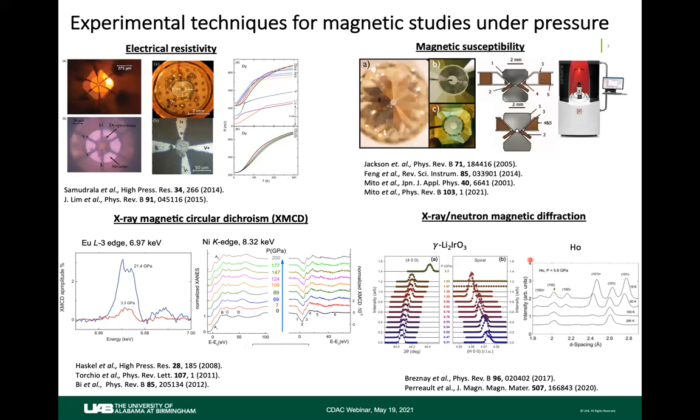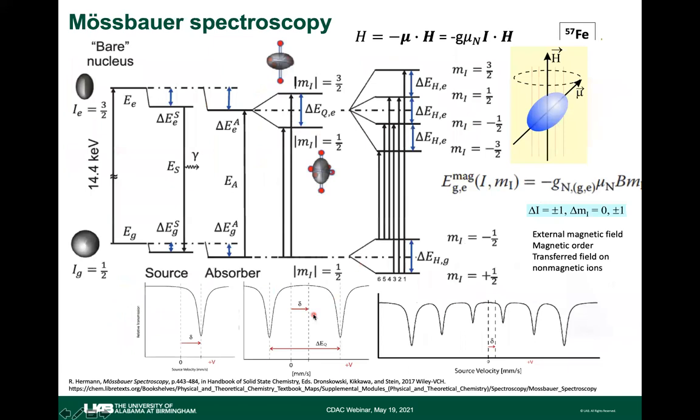For example, in the case of europium 153, it's a strong neutron absorber, so you can't really study europium under high pressure. In the next few slides, I'm going to briefly introduce Mossbauer spectroscopy and how we do high pressure studies at a synchrotron beamline using synchrotron X-rays.